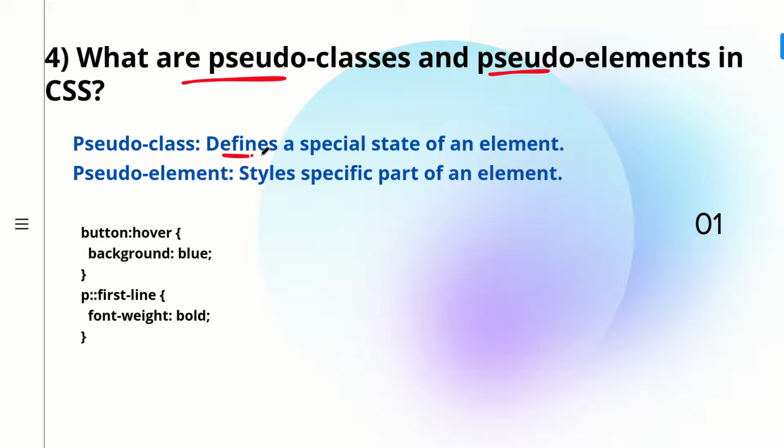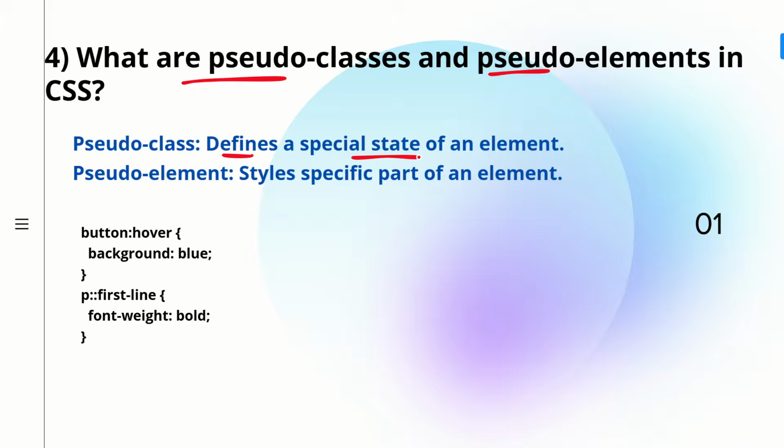Pseudo classes define a special state of the element. There can be different states of the element, right? If we have any element, it can have different states. For example, we can focus on that element, or we can hover on that element. Then there can be the nth child of that element. If there is a container, it can have an nth child, or it can be disabled. Disabled is also one of the states of an element.